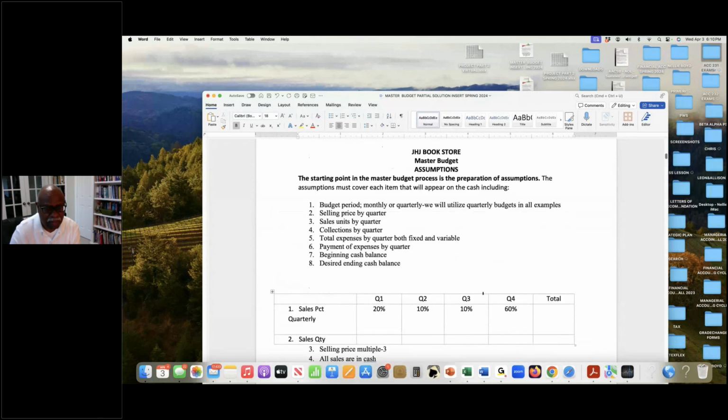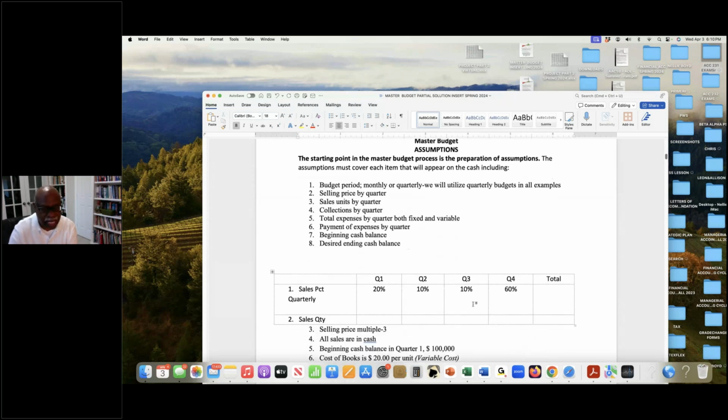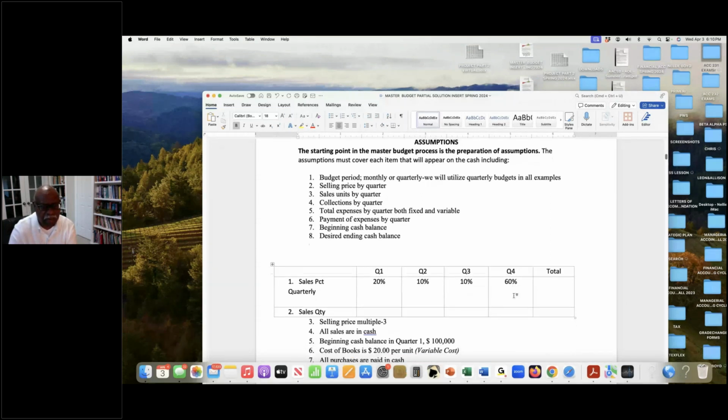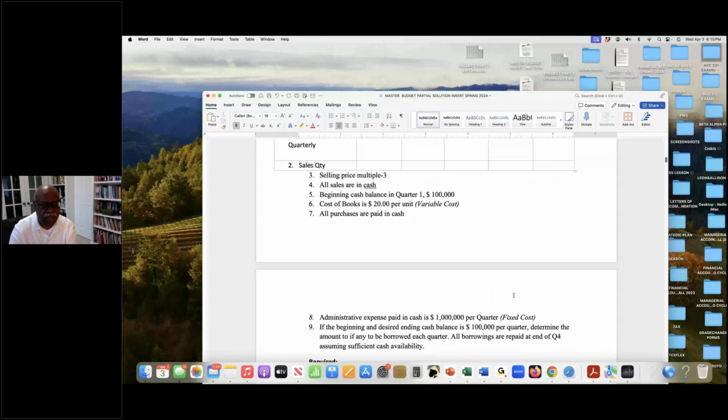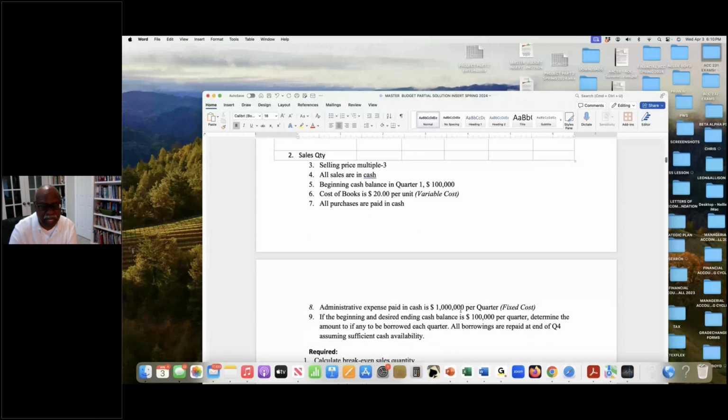So in this problem, we worked on the first year, the break-even year. It said the sales were going to be 20% in the first quarter, 10% in the second, 10% in the third, and 60% in the fourth quarter. And we calculated the break-even sales by looking at the administrative expense paid quarterly, which was $1 million. We've got to get that on a year's basis, so that's $4 million.